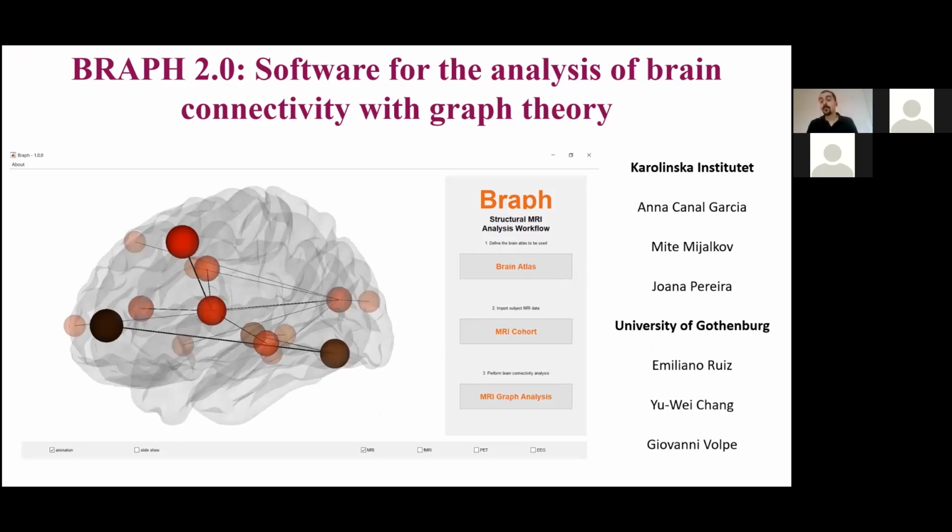And it's a combined effort, a collaboration between my group. I work in the group of Joanna Pereira at Karolinska Institute, so it's a combined effort with our group and Giovanni's group at the University of Gothenburg. And we are now working, and very soon, in a couple of months, we are going to release the second version of this software, which is going to have a lot of improvements over the first one, which was published around 3 years ago.